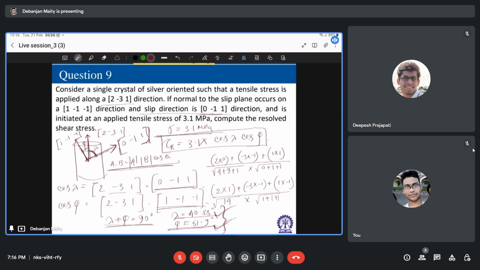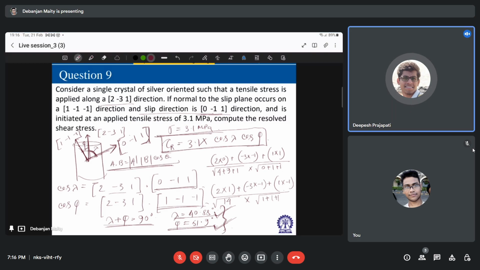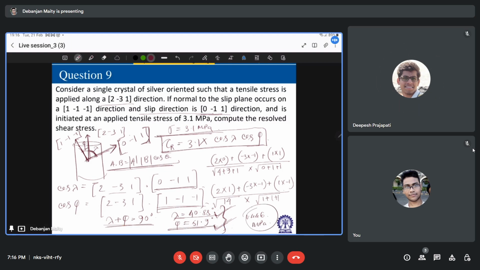Okay. So how much are these values coming now? This resolved shear stress. 1.446. This one, right? Yes. Okay.